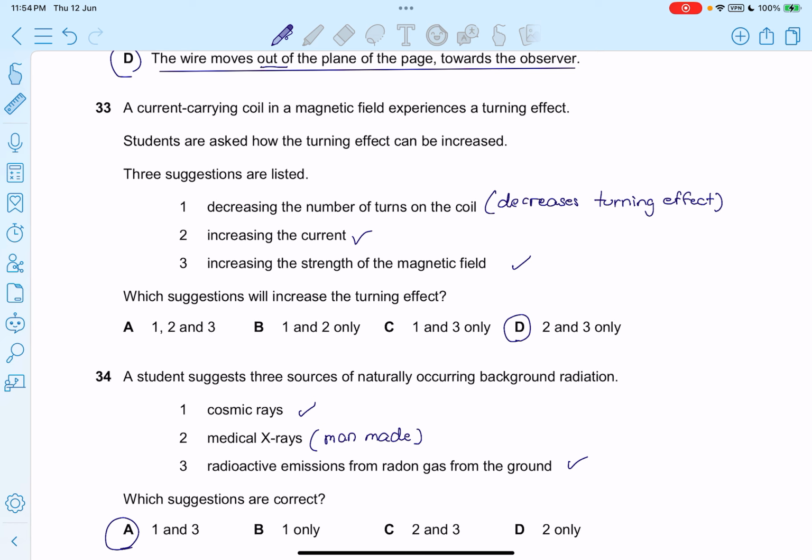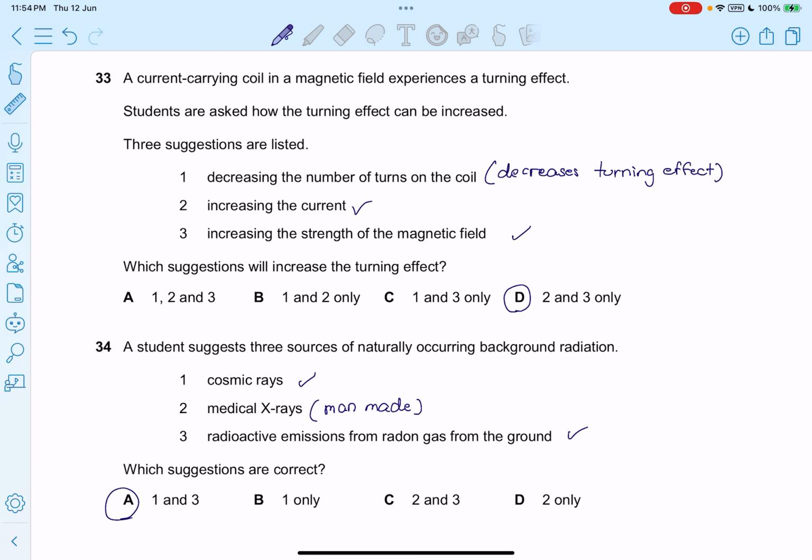33, a current carrying coil in a magnetic field experiences a turning effect. Students are asked how the turning effect can be increased. 3 suggestions are listed. 1. Decreasing the number of turns on the coil. 2. Increasing the current. 3. Increasing the strength of the magnetic field. Which suggestions will increase the turning effect? So the turning effect depends on how much EMF is being produced. So number 1, decreasing the number of turns on the coil.